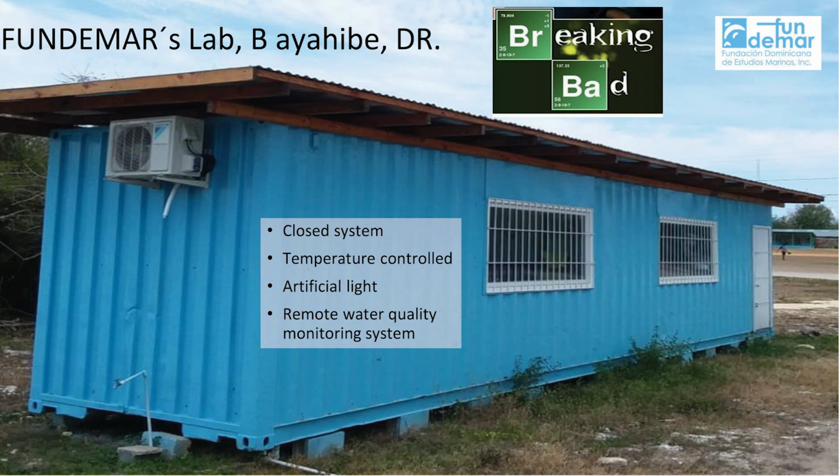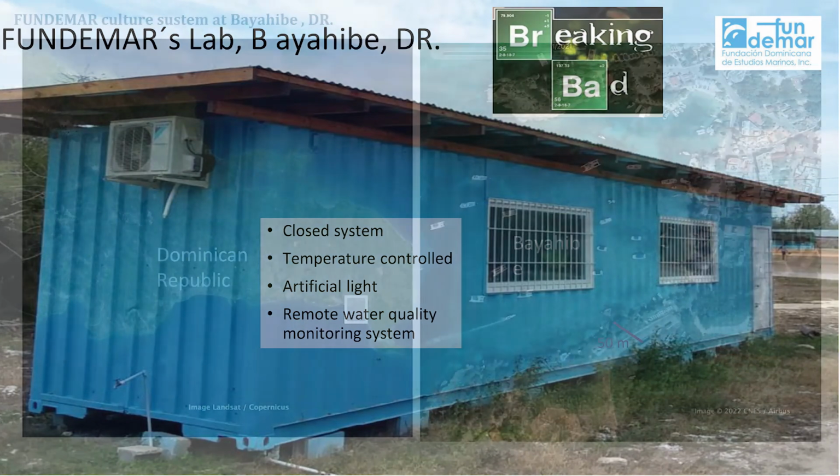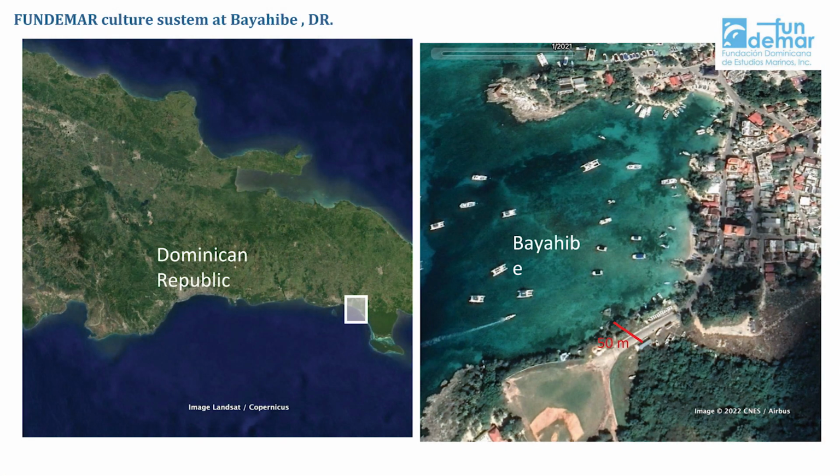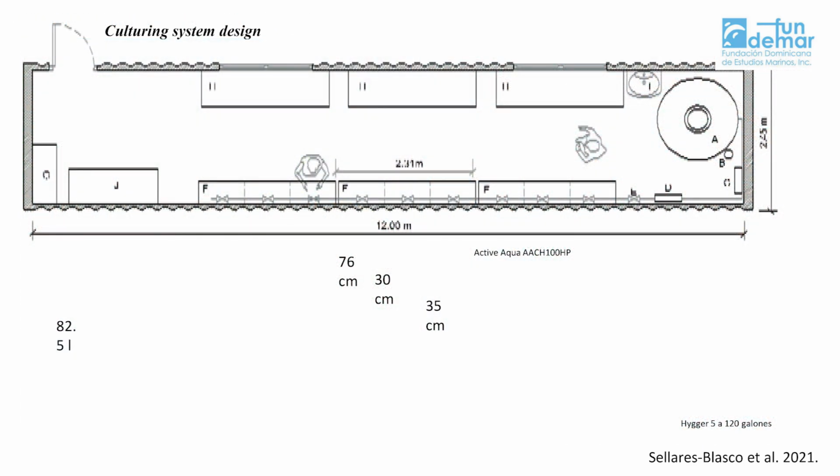So as you can see, it's like a modified shipping container. It might look like Breaking Bad from the outside, of course, but inside it's pretty different. This one is located in Valladolid, Dominican Republic, and the water is pumped from 50 meters away from where the shipping container is. And this is a drawing of the general layout.